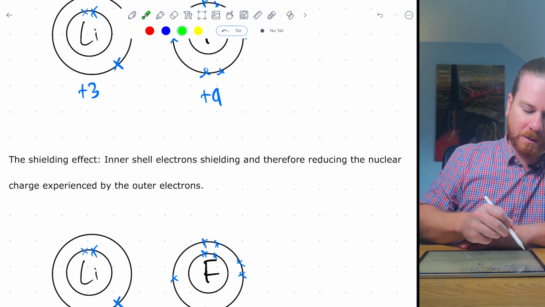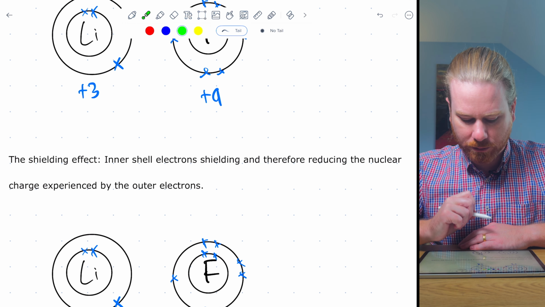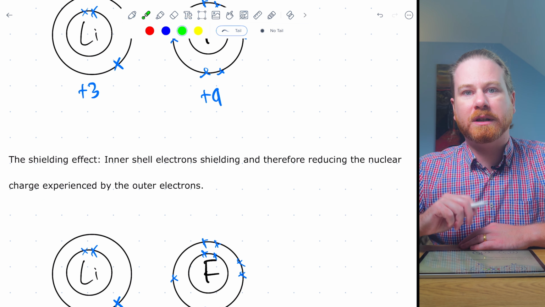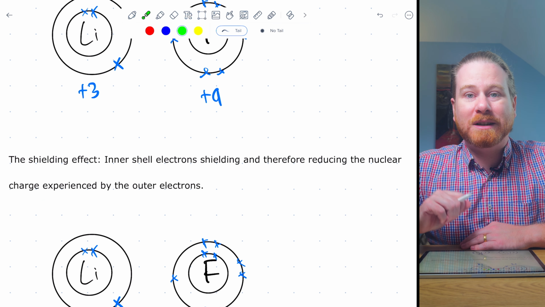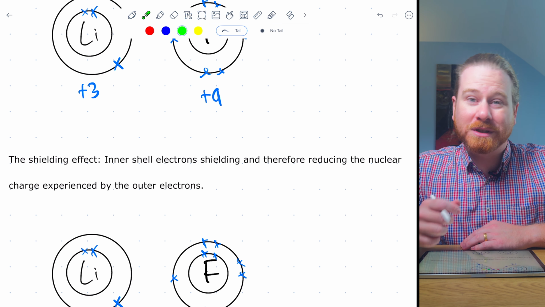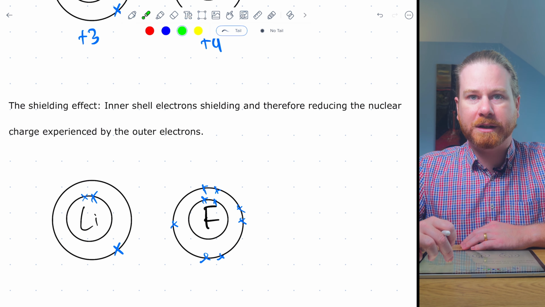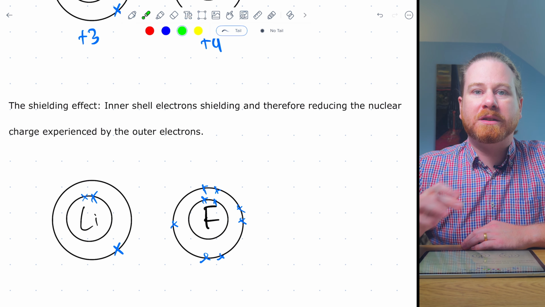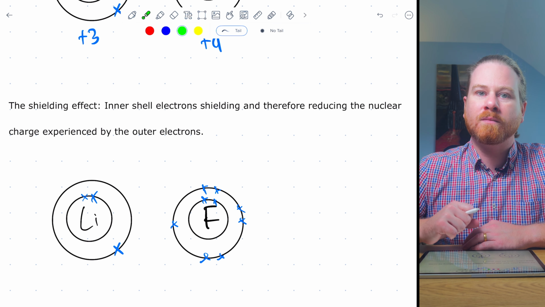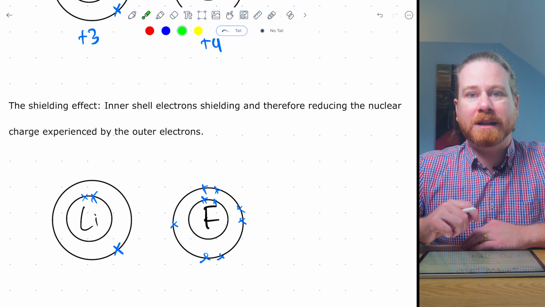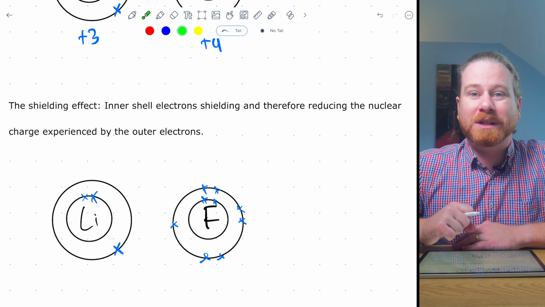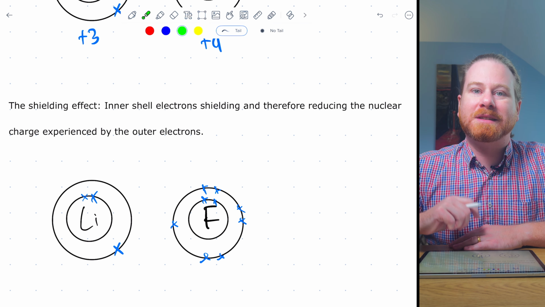Okay, on to our final thing, the shielding effect. The inner shell electrons shield and therefore reduce the nuclear charge experienced by the outer electrons. This is when the electrons in the inner shells provide a neutralizing effect. They partially neutralize the positive pulling power of the nucleus, so the outer shell electrons are shielded from the attraction to the nucleus. This gives us the idea of effective nuclear charge, which is the attractive force experienced by the valence electrons.